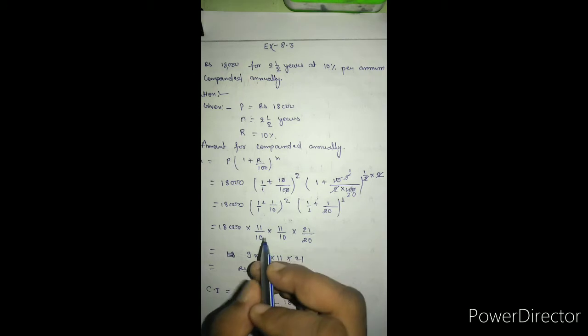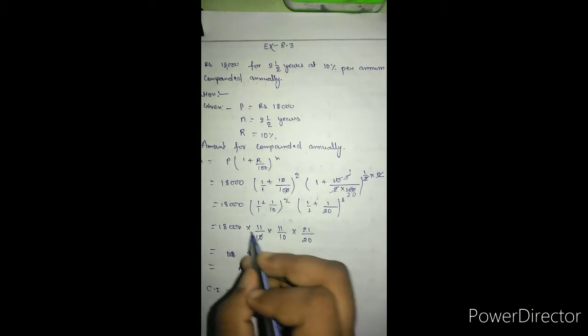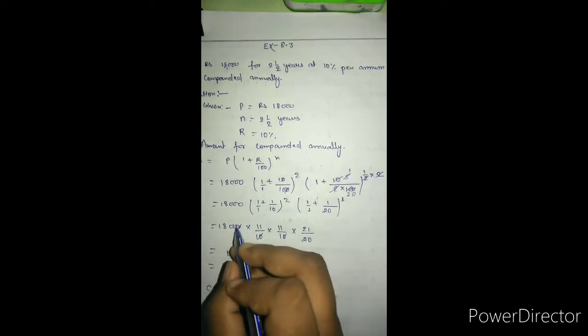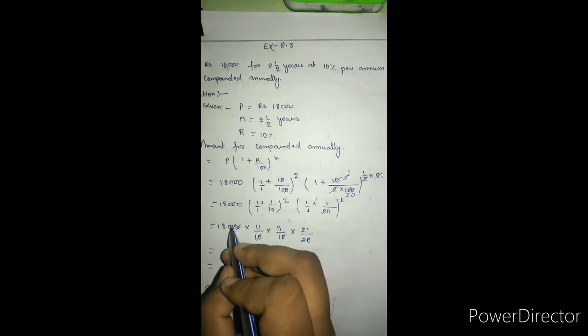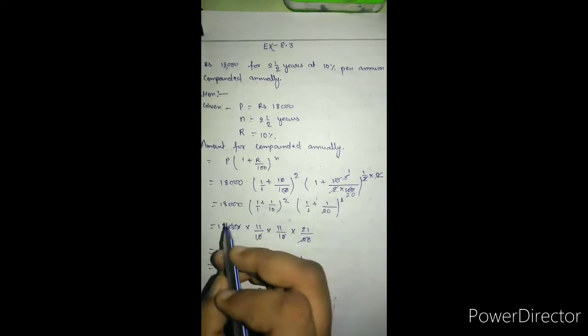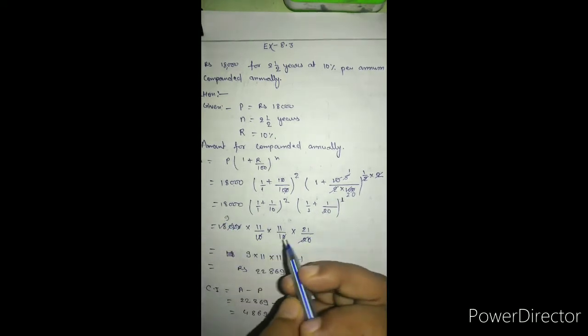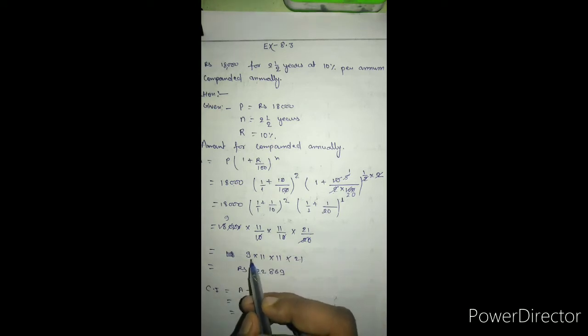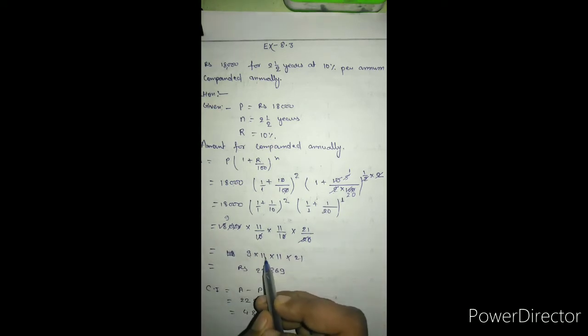Okay, now first of all cancel all the zeros, one 0, next 1 0, and next 1 0. Now cancel by 2, 2 9s are 18. So we have 9 into 11 into 11 into 21. When you multiply these digits, you will get 22,869 rupees. Okay, so it is your amount.